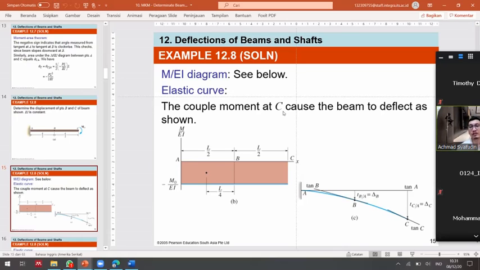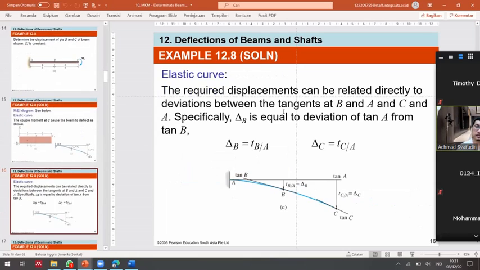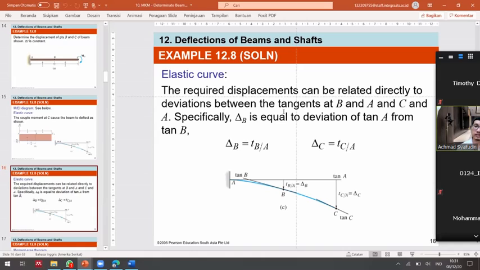Yeah, we have to solve it with a similar method. First of all, we have to solve the support reactions. Then we have to draw the moment diagram under the beam. After we get the moment diagram, then we can solve the deflection. The deflection at point B is equal to t at B from point A, as well as at point C.